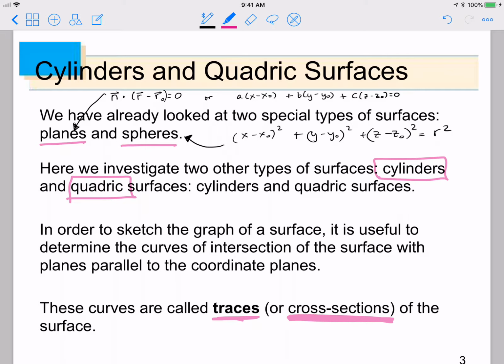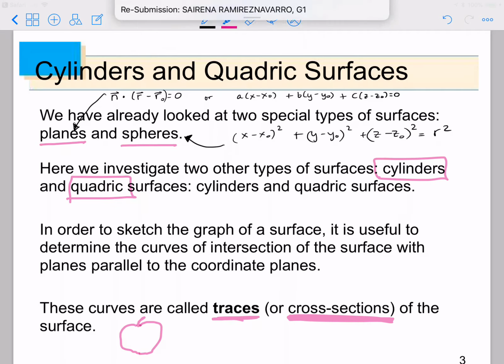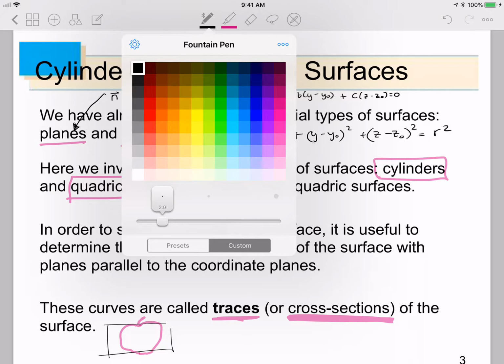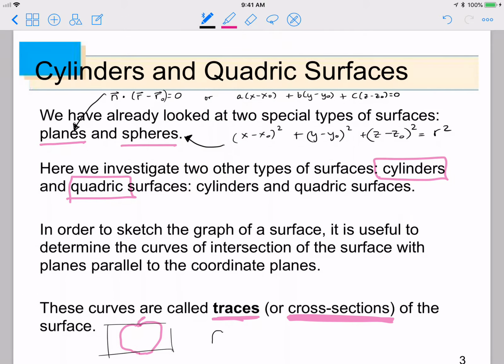Think about, for instance, if you had an apple, your good old juicy apple, and you slice it. Another word for this is a slice. If you cut the apple, imagine you just slice it, and then what would it look like? Maybe it looks like that. This would be a cross section of that surface.